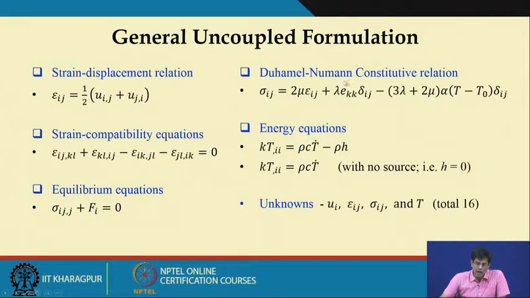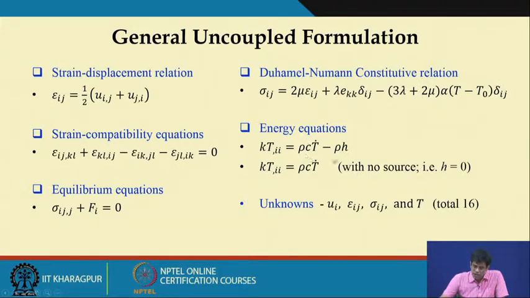Now, in a general uncoupled formulation, what are those things? The strain displacement relations are these, which are usual, as we know from the elastic deformation theory. Then the strain compatibility equation, which we have also studied earlier. Then the equilibrium equation for a static case. And here comes the speciality, the thermoelastic constitutive relation. You see this quantity is due to the mechanical part, so this will be epsilon kk, and this part will be due to the thermal stress part.